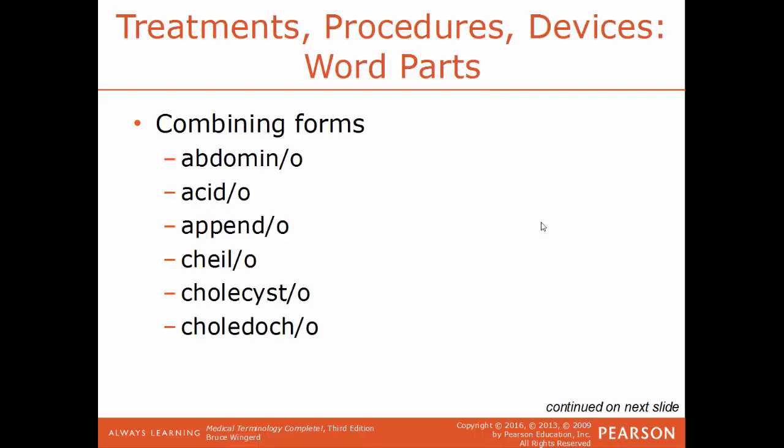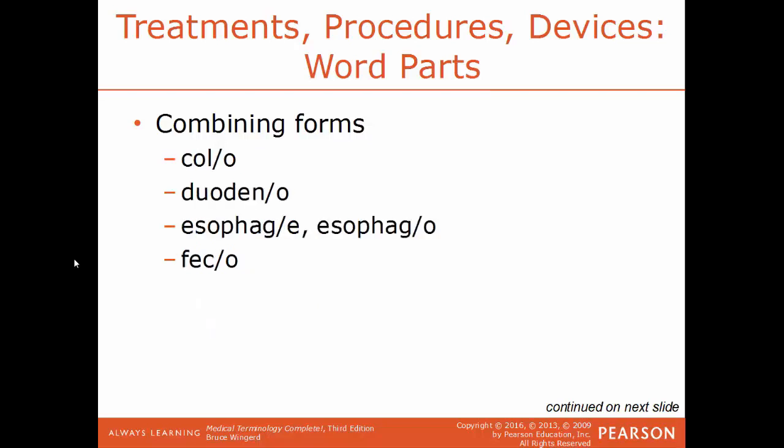Some common combining forms. Abdomino is a reference to the abdomen. Acido is a reference to acid, for this system usually a reference to stomach acid. Appendo is a reference to the appendix. Cheilo is a reference to the lip. Cholecysto is a reference to the gallbladder. Choledocho is a reference to the common bile duct. Colo is a reference to the colon, or the large intestine. Duodeno, the duodenum, very first part of the small intestine.